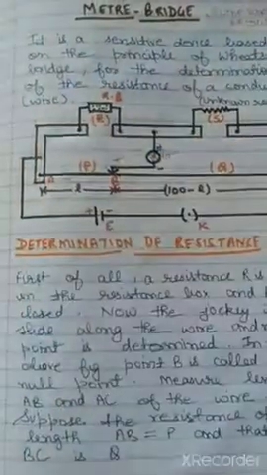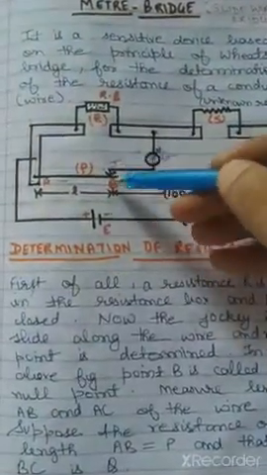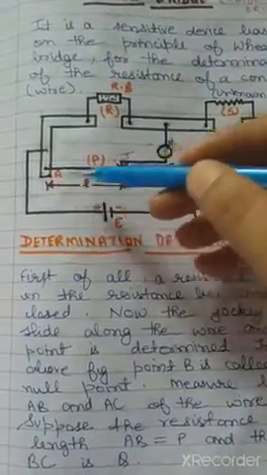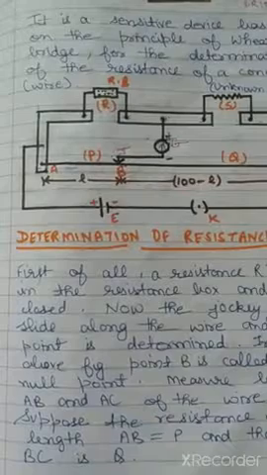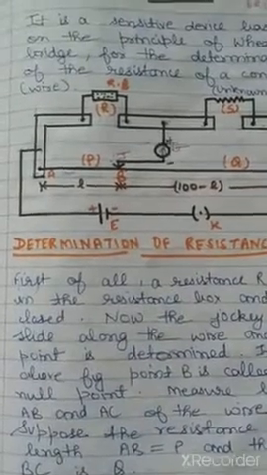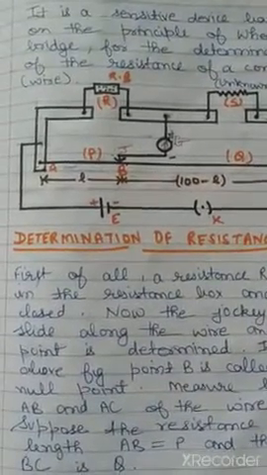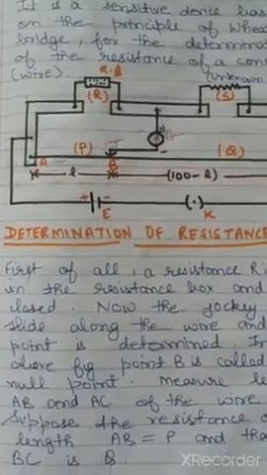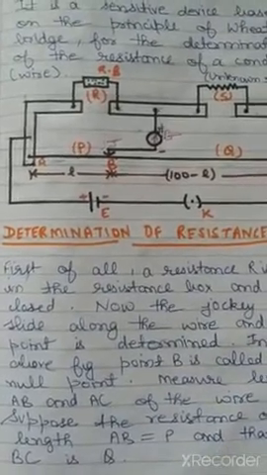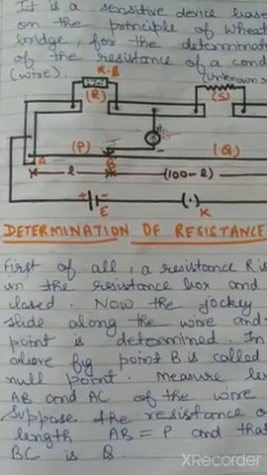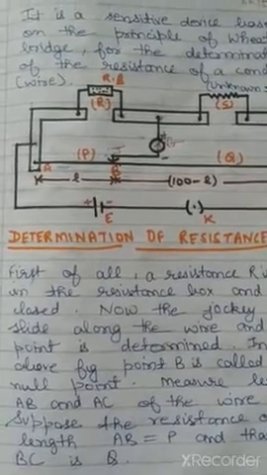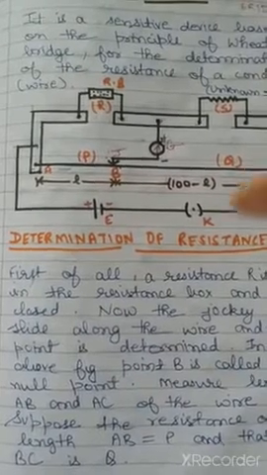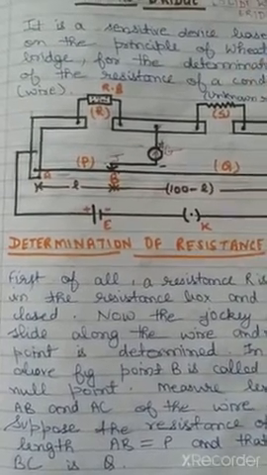So at point B, if we get the null point, getting the null deflection, this length will become L and this length will become 100 minus L. And then we put the 1 ohm plug back, and then we remove the 2 ohm plug. The same process we will do for 1 ohm, 2 ohm, 3 ohm, 4 ohm, 5 ohm, if we are taking 5 readings, and then using the formula we will find out the unknown resistance. So this is the whole working of this meter bridge.